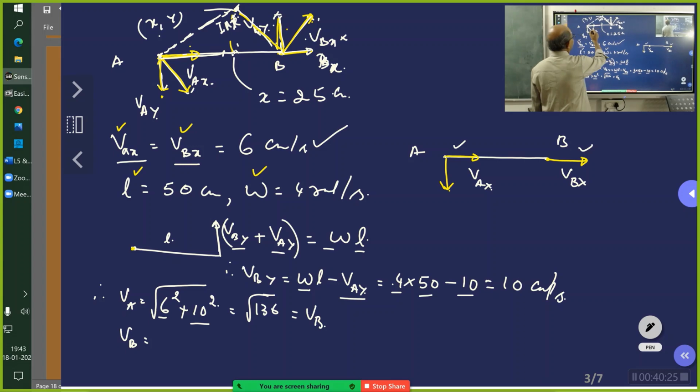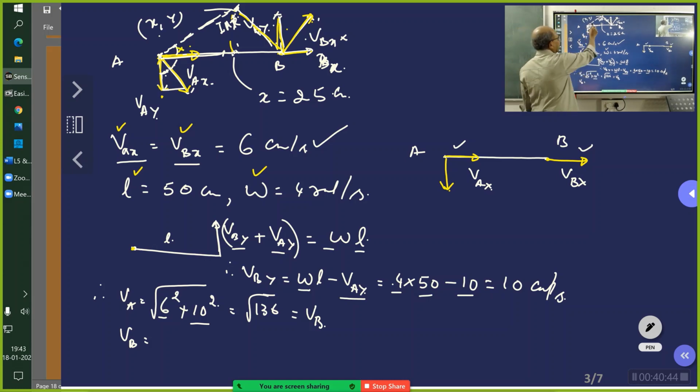No, see, sir, this angle you can find out. If you find out this angle, then you can find out this angle. And this angle will be 90 minus this angle. Correct. So this angle will be equal to this angle.